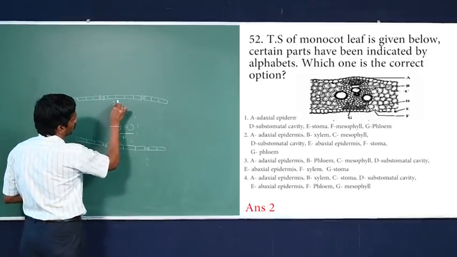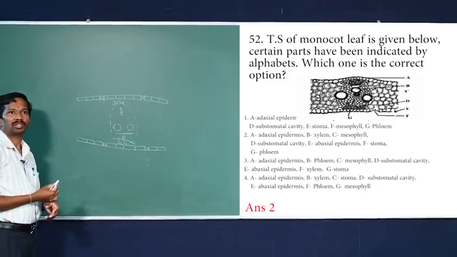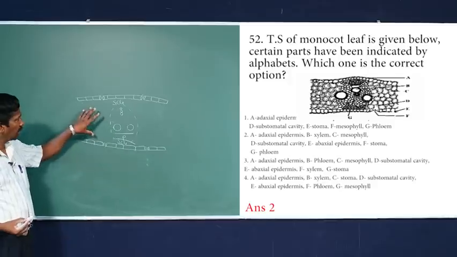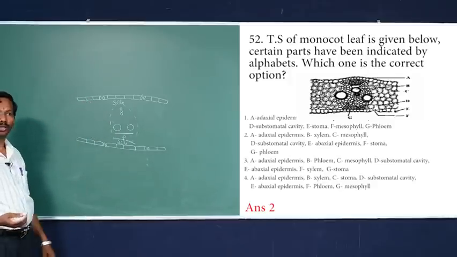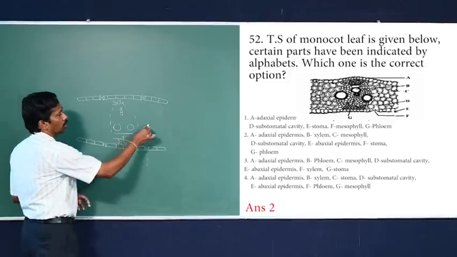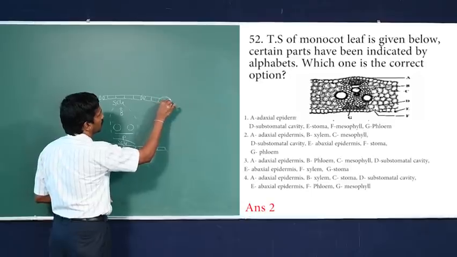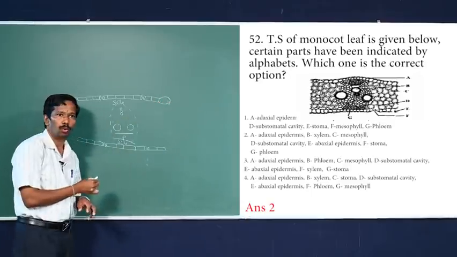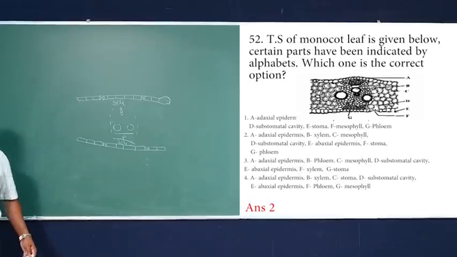On either surface, sclerenchyma forming bundle sheath extension in the case of monocot leaf, and in between the epidermis you can find the presence of mesophyll tissue represented by only chlorenchyma, and at some places there are some cells which are larger in size and those cells are called motor cells. The answer is 2 for question number 52.